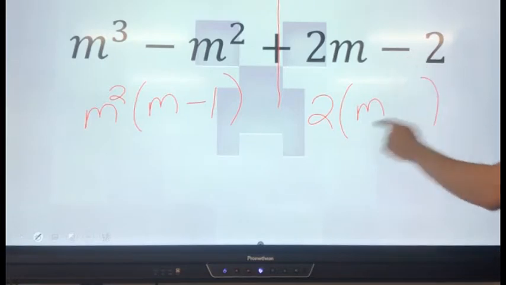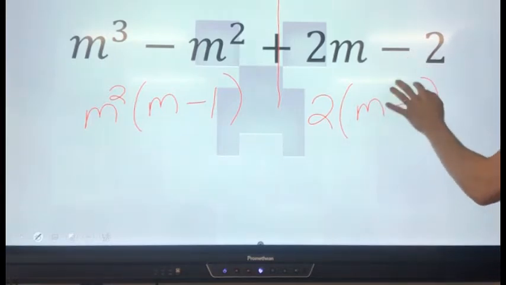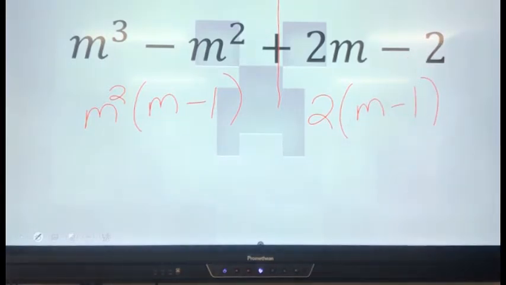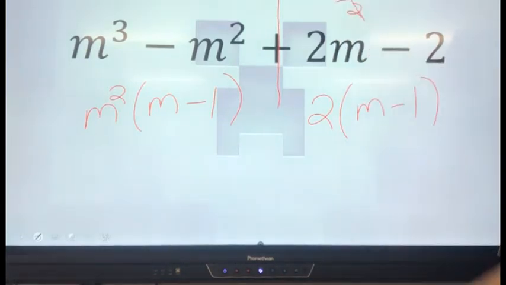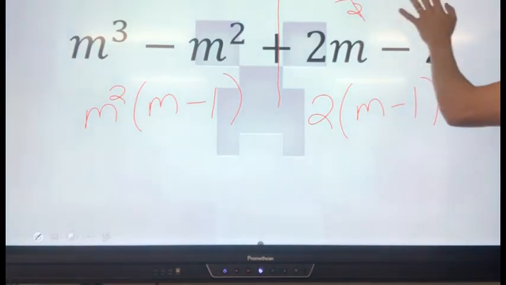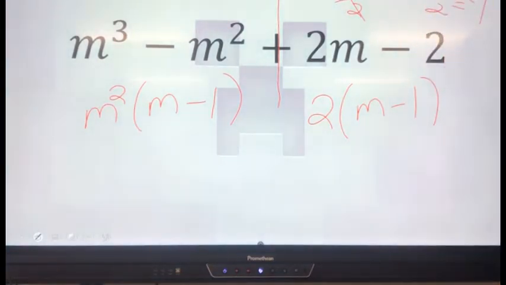And then a negative 2 divided by 2 is negative 1. So did you see that? 2m divided by 2, the 2's will cancel, leaving just m. Negative 2 over 2 is a negative 1. We're at our checkpoint.